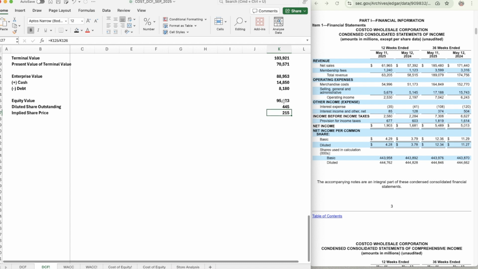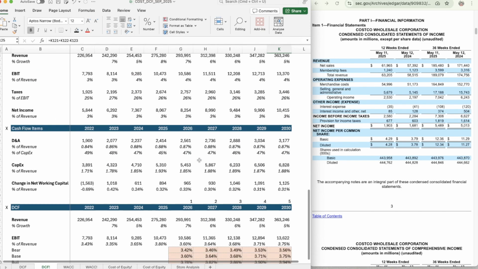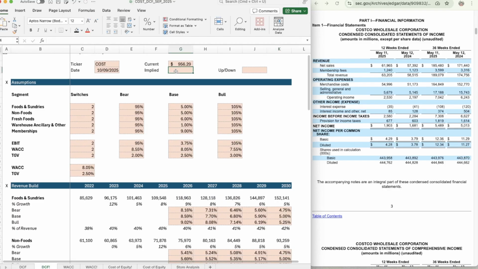Sorry, did you all see that? It was the equity value divided by the diluted shares outstanding gives us the implied share price of 215. And this one is K127. Let's come back up here, and we go equals K127.